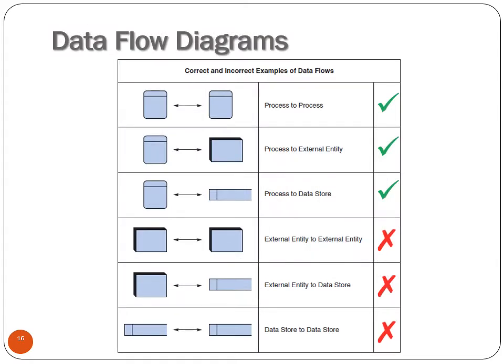This figure shows a summary of the rules for using DFD symbols. If we refer to this figure, we can see any symbol of the DFD must connect to at least one process. You cannot connect directly, for example, external entity to external entity, or data store to data store, without a process symbol between them.